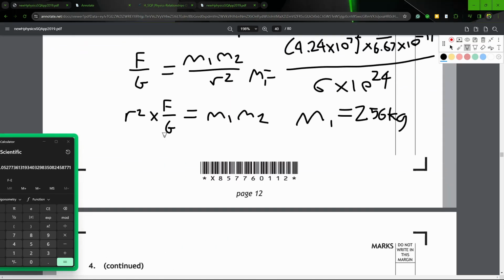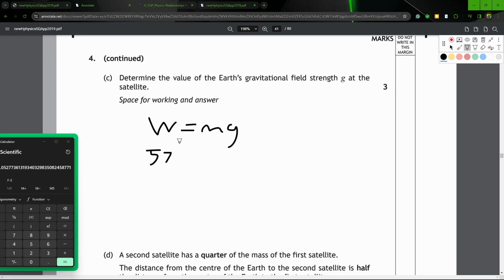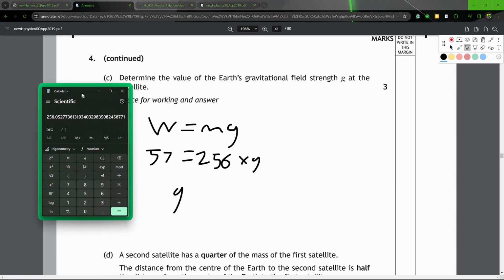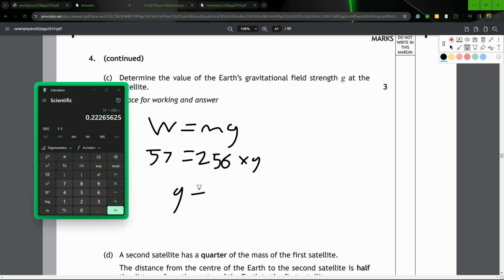Because we know that the weight is 57, and we know that the mass is 256 or whatever. So we can use that to figure out g. We divide 57 by 256, and we should get g. That's not right. I forgot you have to put a 2 in front of the 256. Okay, and it's 0.22. And put it as newtons per kilogram.